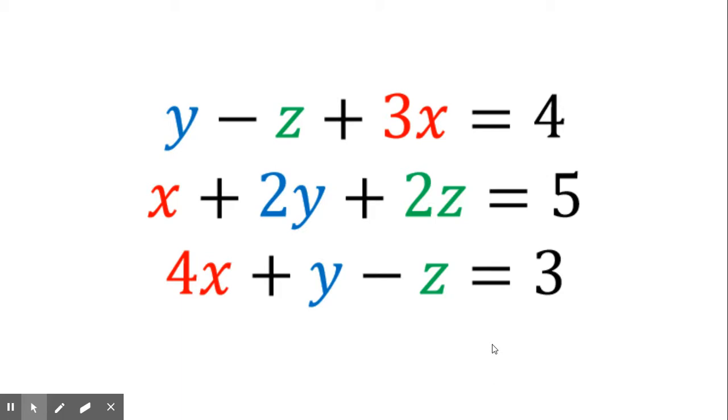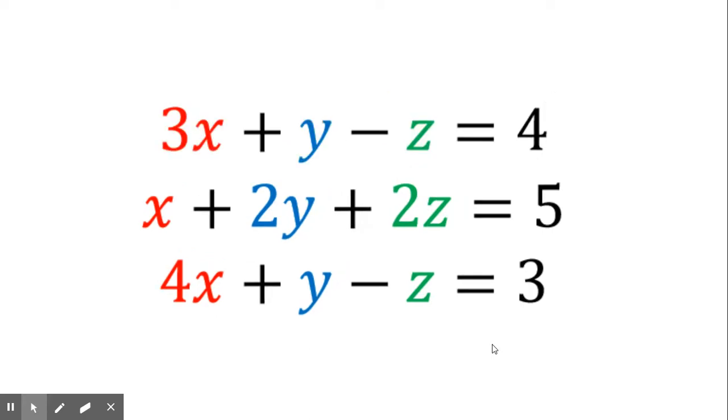So the first thing you will do is rewrite your system so that all of the variables are in the same columns. I have chosen to put x in column 1, y in column 2, and z in column 3.